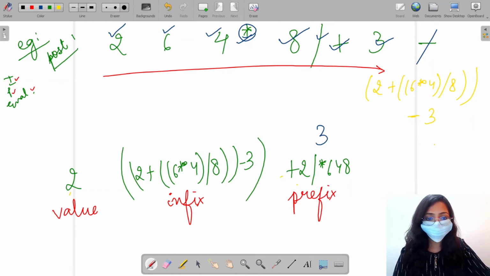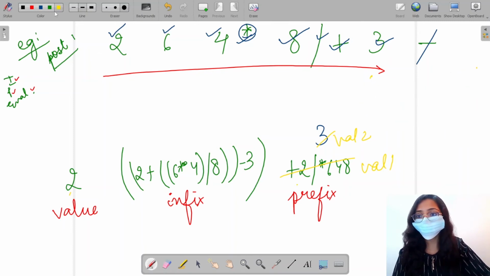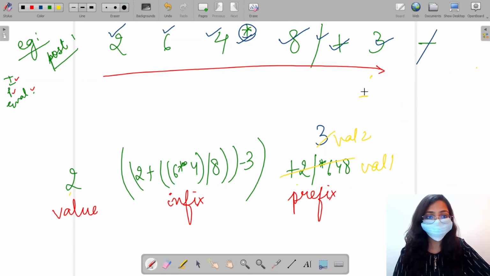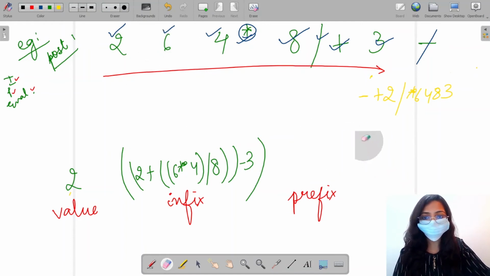Finally, we are onto the prefix tag again. We have value 1 and value 2, right? We'll put the operator first, that is minus. Then we'll put value 1, 6, 4 and 8. Then we'll put value 2, which is 3. And this value we'll have for our prefix, that is minus plus 2 divided by.